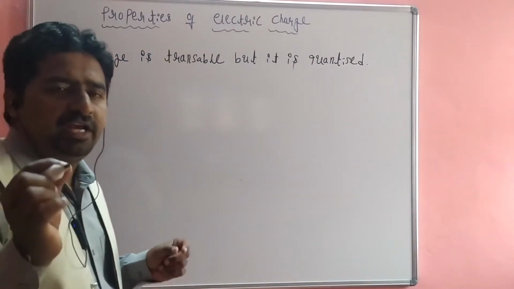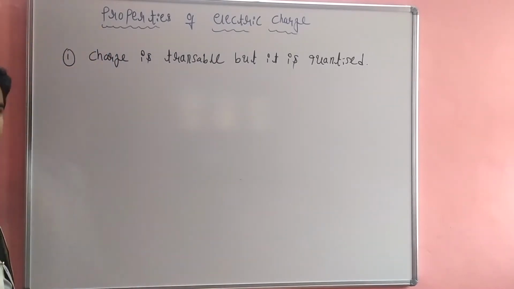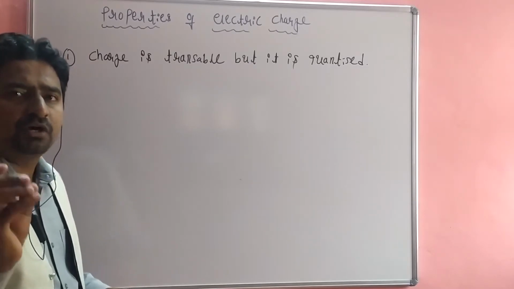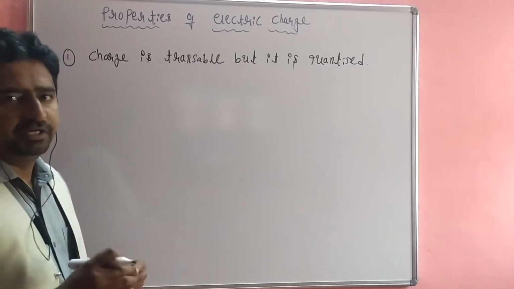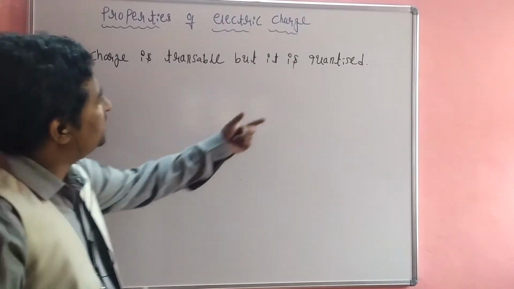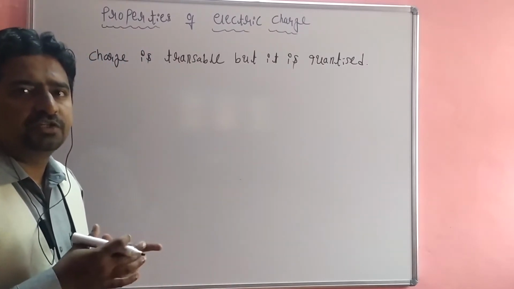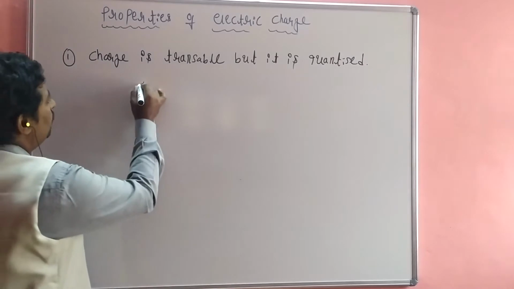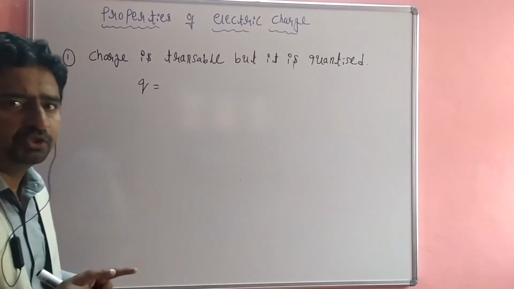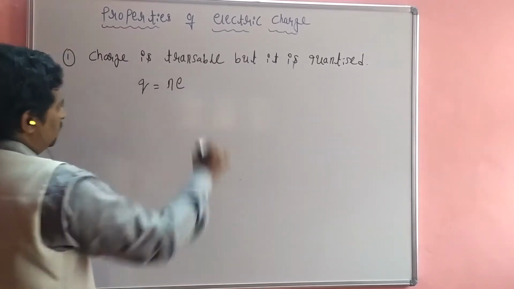The elementary charge value is equal to 1.6 into 10 to the power of minus 19. That is the smallest charge available in nature, as you know from the last class. So what is the meaning of quantized? Charge is quantized means the charge value is an integral multiple of the elementary charge value.